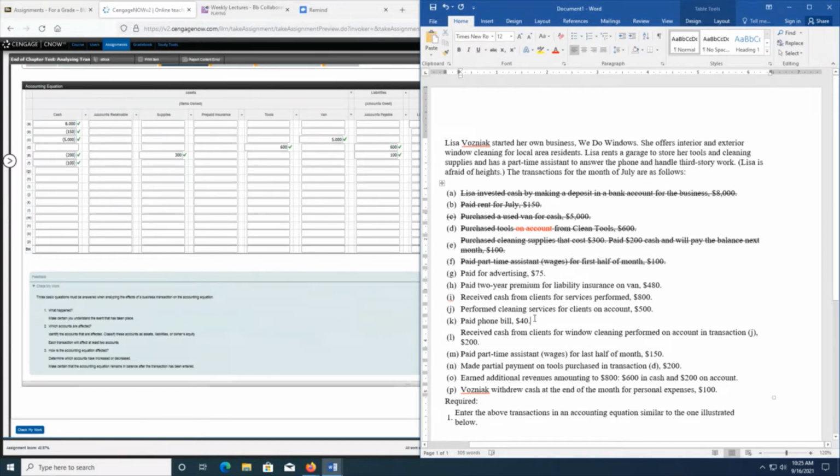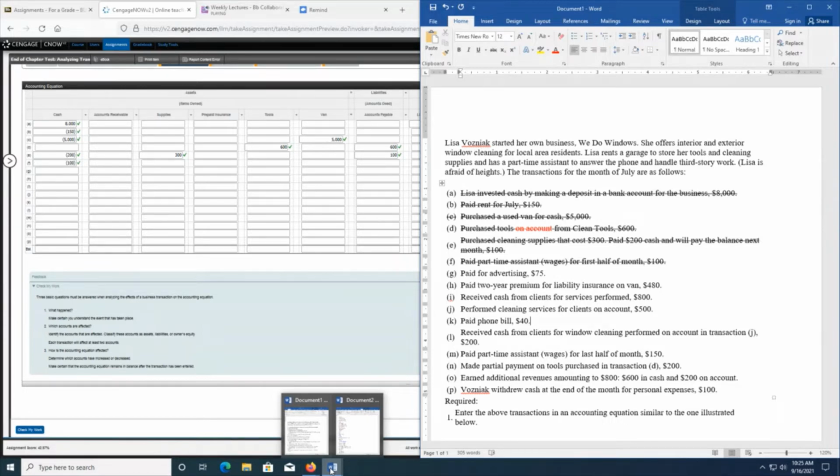Okay. Paid for advertising, $75. So we know we have cash, okay? Because anytime it says paid, unless it says on account or on credit or next month we'll pay, if there's nothing that indicates that we're not paying it right now, then it's going to be cash automatically. Paid cash for advertising. Paid premium for liability insurance on van, so that's going to be cash. Received cash from clients, sometimes it straight out says received cash, it's going to be cash. Performed cleaning services for clients is on account. That means we're not going to get paid now, so we're not using cash because we didn't get cash. They owe us cash sometime.